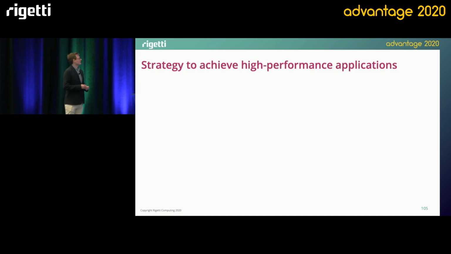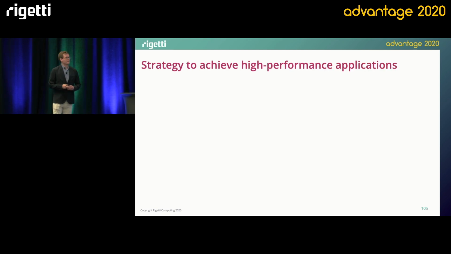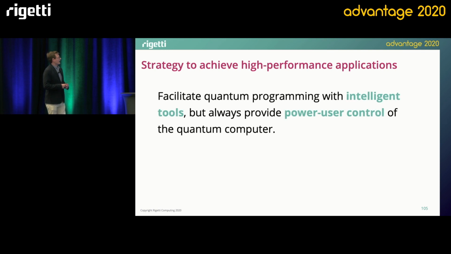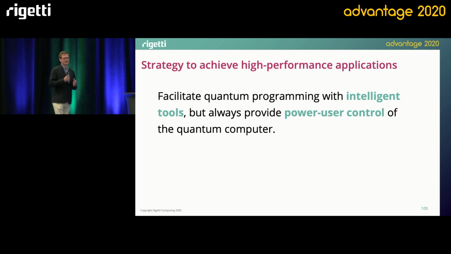So I want to talk a little bit about our strategy to achieve these things. I would say that here at Rigetti, our strategy is twofold. We want to provide intelligent tooling that lowers the barrier to entry, or the performance barrier altogether. We also want to provide exquisite control of our system. If we can give the user more control, then perhaps they can get more performance out of it.